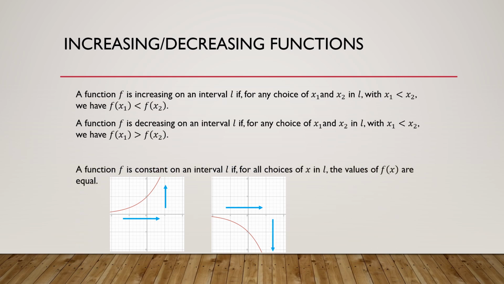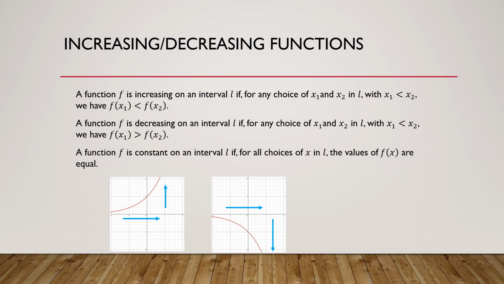A function f is constant on an interval L if, for all choices of x in L, the values of f of x are equal. On the graph, this is read as x increases from left to right, y remains the same.